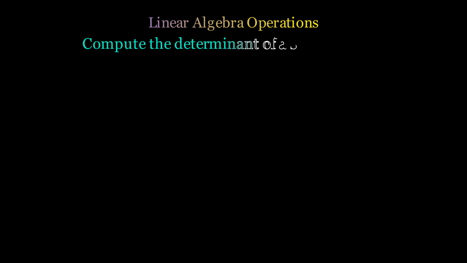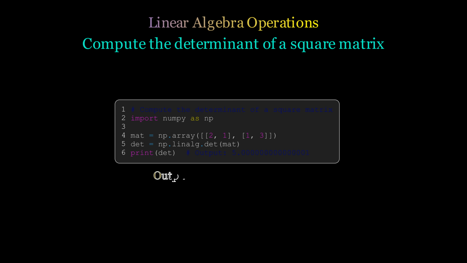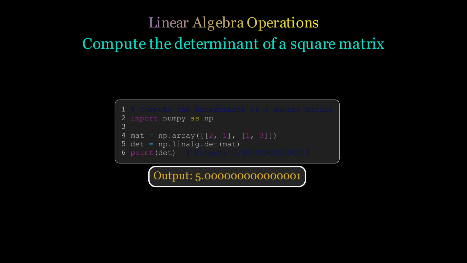The determinant is a scalar value that indicates whether a matrix is invertible and its scaling factor. For our 2 by 2 matrix, 2, 1, 1, 3, the determinant is exactly 5. Though we see floating point representation in the output, non-zero determinants mean the matrix is invertible.